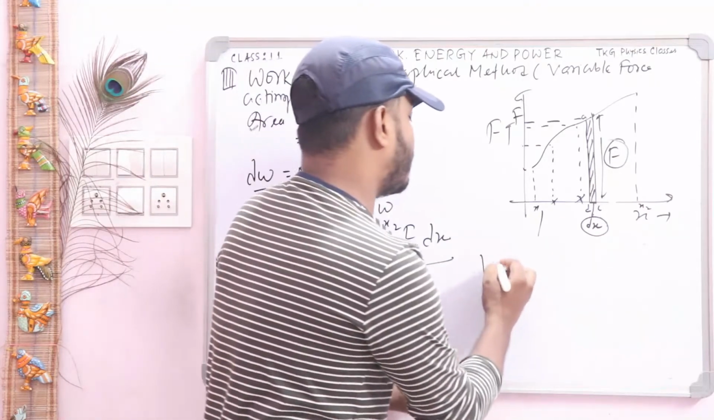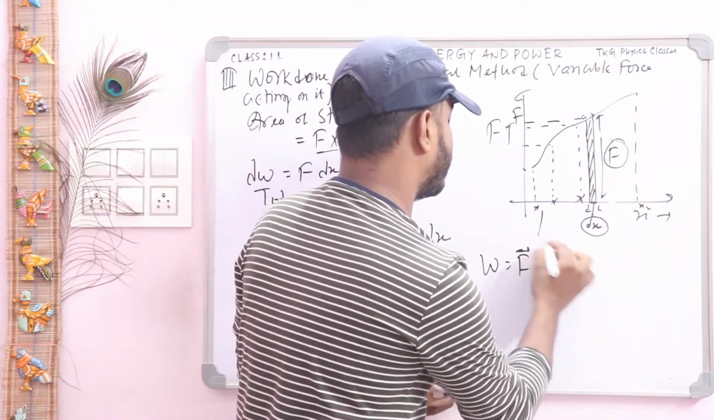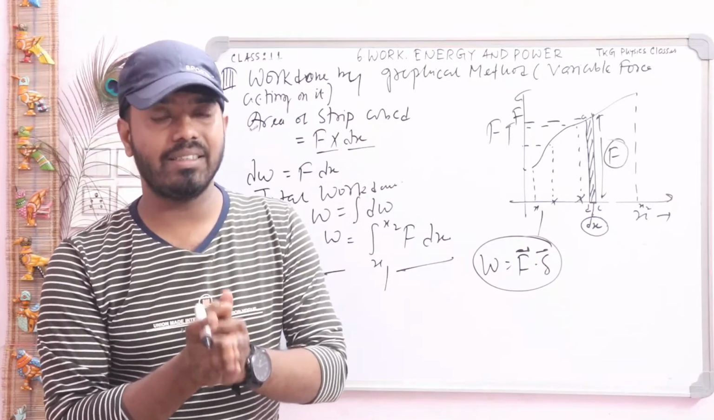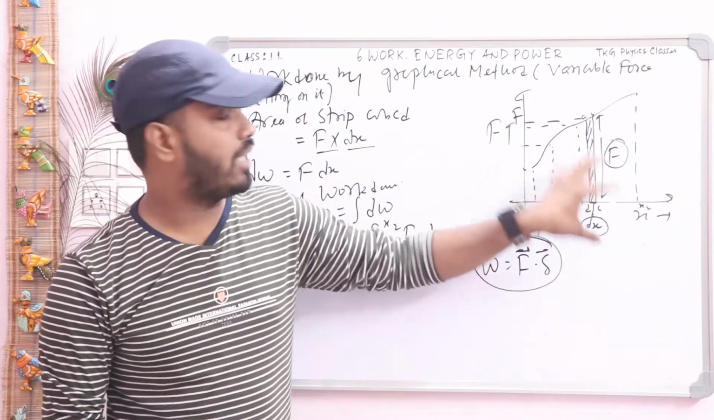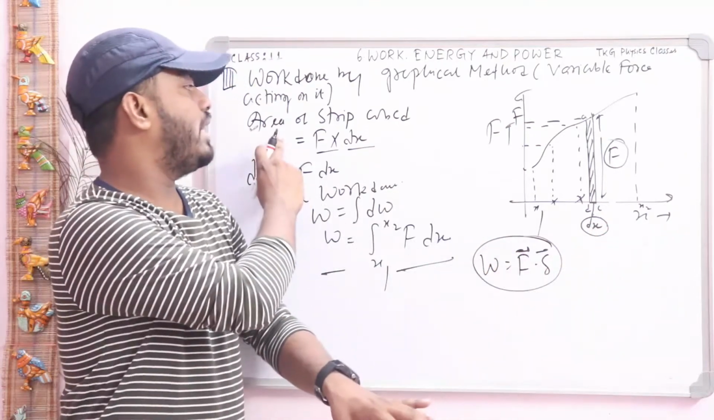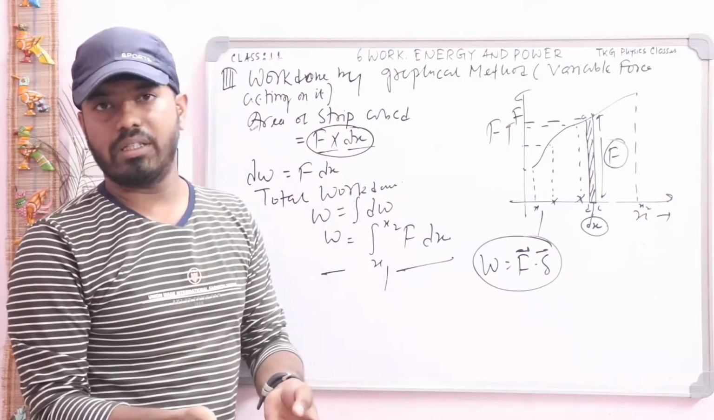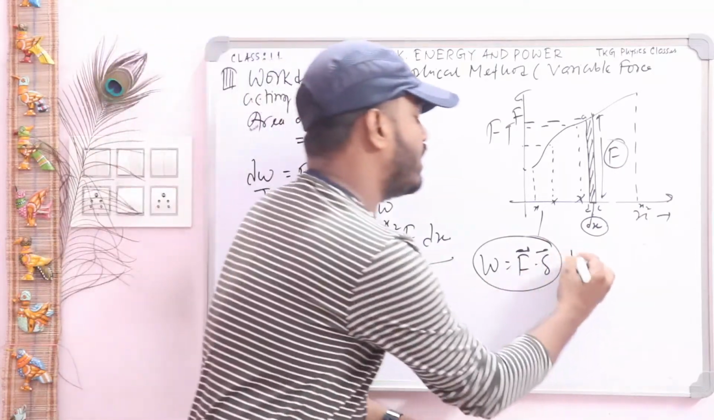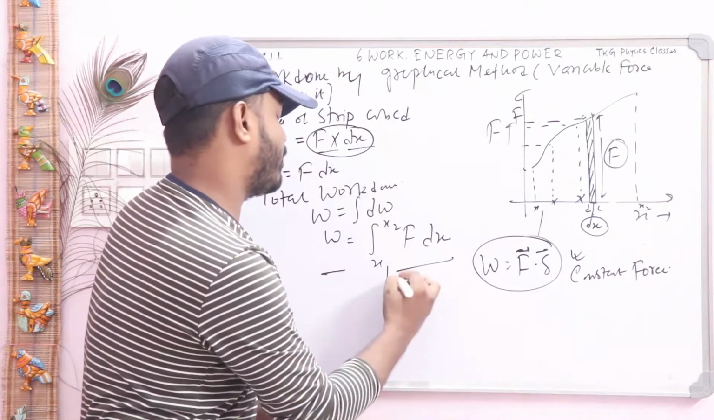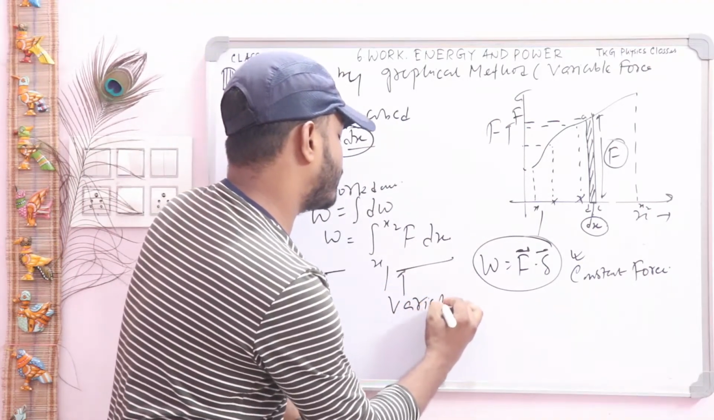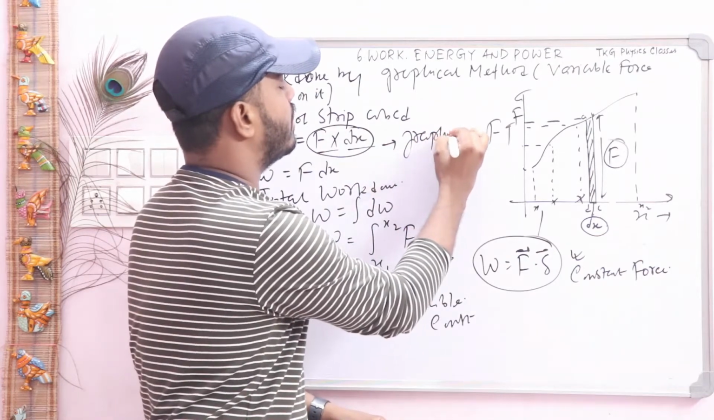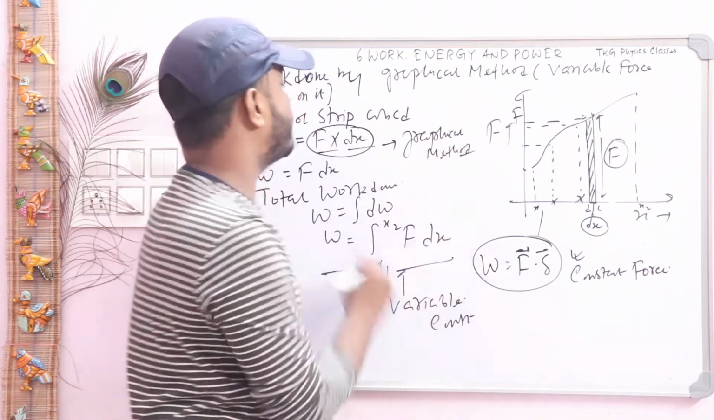And W equal to F dot S, this formula you have to use when a constant force acts on a body. And there is another way of finding work done, that is the area under the F-x graph. The area under the force displacement graph also gives the amount of work done. You see, that area, F into dx, gives the amount of work done. So one formula is for a constant force, one formula for a variable force, and this one for the graphical method. So you have to use these three formulas.